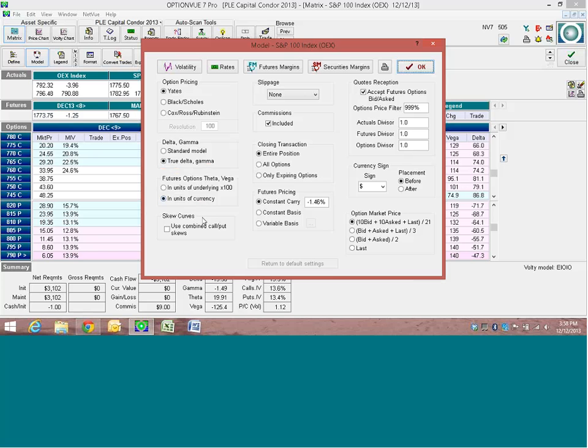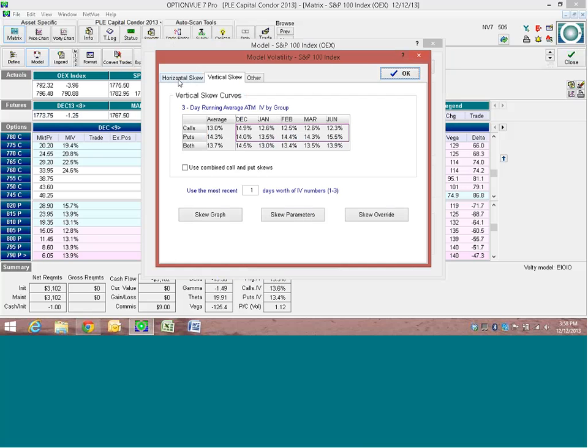Click on that, units of currency. Skew curves, I don't get into, I don't use combined call put skew. We've had some conversations about this over the past. What this means is that if you go into the vol thing and look at these skews, you can see that the calls have different volatilities than the puts, okay? Generally, the way the volatility skew works is that you'll notice that the out of the money puts, the stuff below the at the money strike, have higher volatility, and then as we start to rally in strikes, the vols go down.